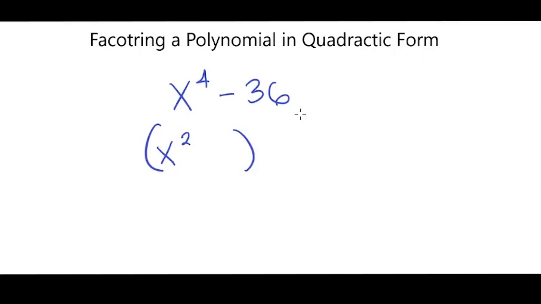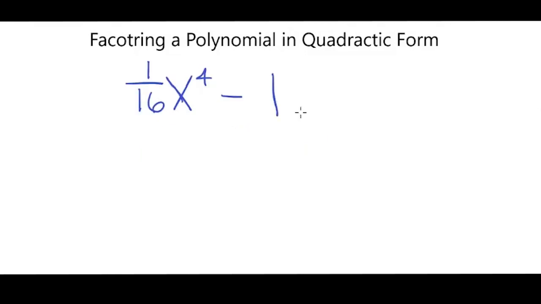So I make my two sets of parentheses. And since this is a difference of two squares, I remember that I have a plus in one parenthesis and a minus in the other one. I have an x squared in both parentheses, and then the square root of 36 is 6. So the answer to this one is x squared plus 6 times x squared minus 6.